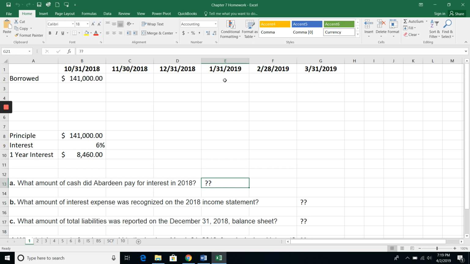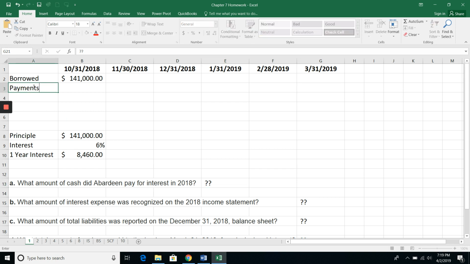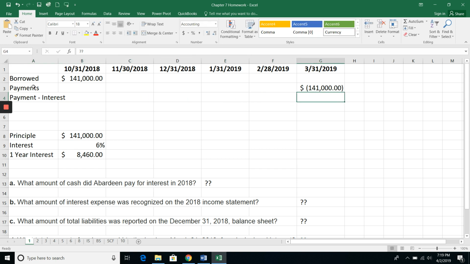Well, they're not going to pay any interest until they actually make the payments that are required under the terms of the note. They're going to pay back the principal of $141,000, and they're also going to make the payment of interest here at the end of the loan.